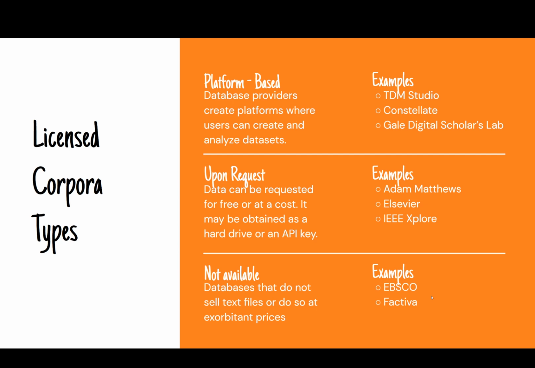You can just go on the platform, build your data set, work with it, no problems. Other times, we have access to the data, either for free or at a cost, but we need to ask the database provider for a hard drive or an API key. So these are ones where you will sometimes need to contact your librarian or the Digital Scholarship Hub for some help with this. Not so much the API keys, you can get those on your own.